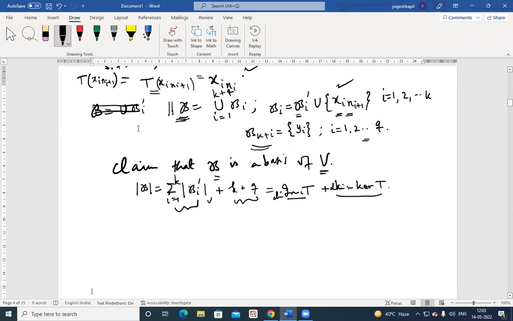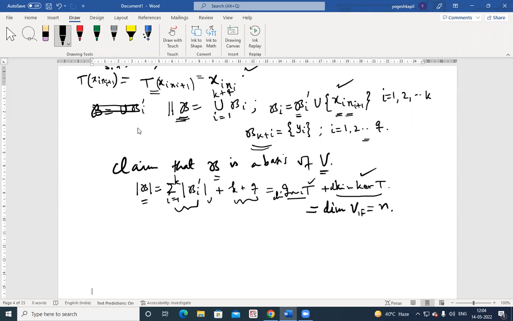Hello? Yes, sir. This is all right? Yes, sir. And this is the dimension formula. T is a linear operator. If T is a linear operator on V, then the dimension of V is the same as the dimension of image of T plus the dimension of kernel of T, which is N. Hence, this cardinality is equal to N, which is the dimension of V.